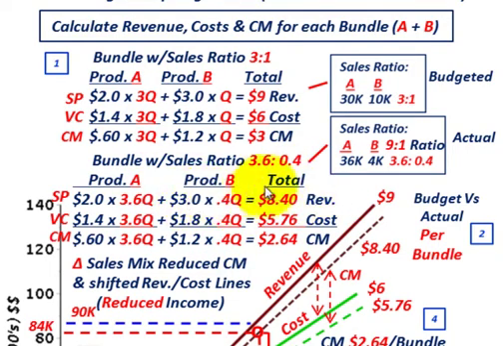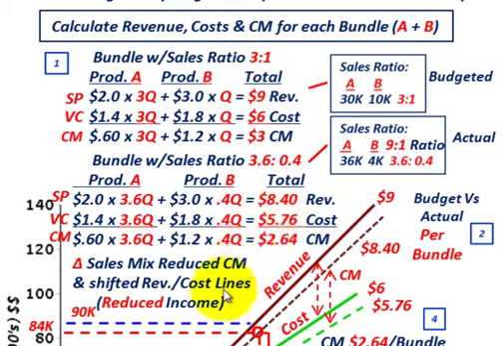And if we go through our total revenues and do the arithmetic, it would be $8.40 per unit for total revenues for each bundle that we sell. Cost would be $5.76, and then the difference gives us the contribution margin of $2.64 per unit. So you can make the comparison just looking at your charts here.